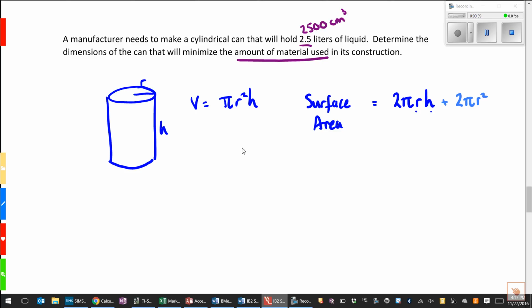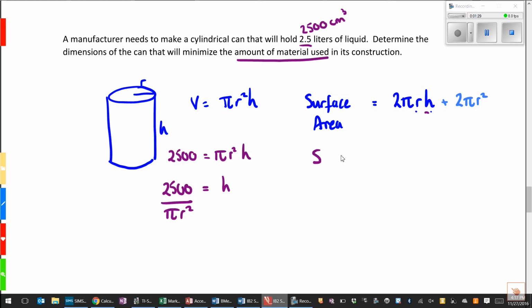So I set this up now as 2,500 equals pi r squared h, and I'm going to rearrange this to write one of the two unknowns in terms of the other, so I can then put it into my surface area. Now, the simplest for me, I think, is let's replace this h. So I'm going to rewrite it as h is 2,500 over pi r squared. That then can go in over here.